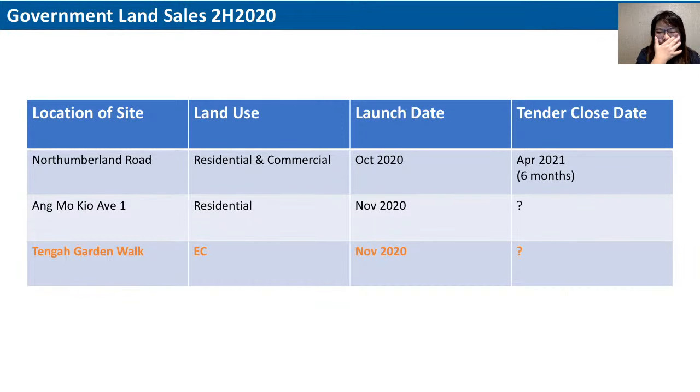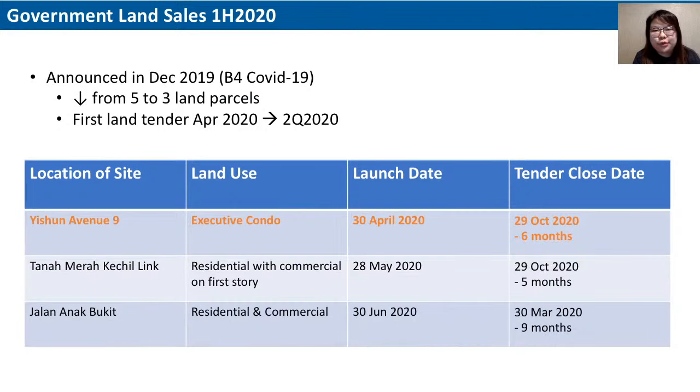And in fact, if you look at the first half of 2020, for Yishun Avenue 9, the number of bidders, because we did track a good 6 months, is still a decent 7 bidders. So later I'll show you how many bidders so far for all the different EC launches. And Tanah Merah was actually a very good response. If I remember correctly, quite a lot of bidders as well. In fact, over what was expected.